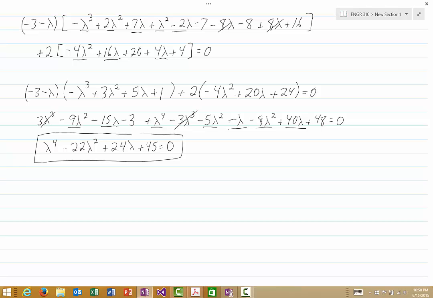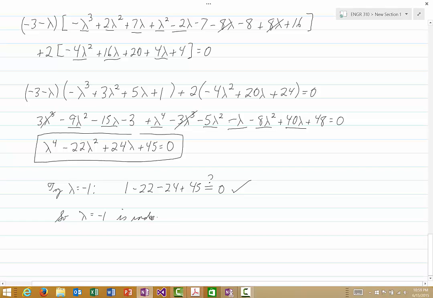So let's try lambda equals negative 1. And if we try this, then we would have negative 1 to the fourth power, that's 1, minus 22 times negative 1 squared, which is 1, minus 24 plus 45. And we ask, is that equal to 0? And of course, the answer is actually yes. So lambda equals negative 1 is indeed an eigenvalue.